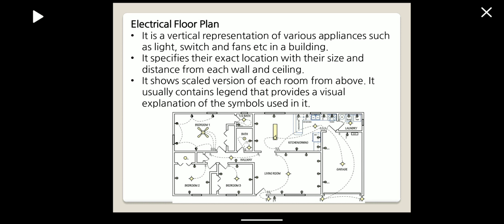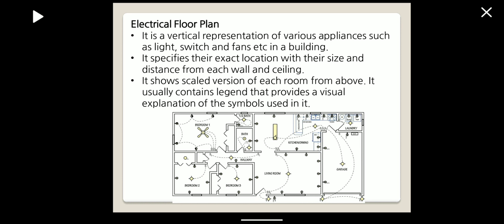Then electrical floor plan. It is a representation of various appliances such as lights, switches and fans, etc. in the building. It specifies their exact location with their size and the distance from each wall and the ceiling. It shows the scale version of each room from above. It usually contains a legend that provides an explanation of the symbols used.